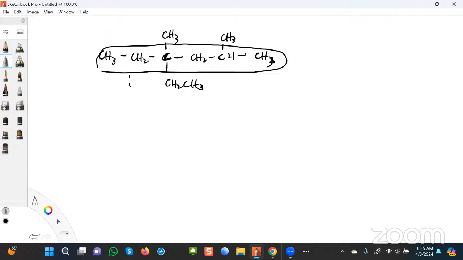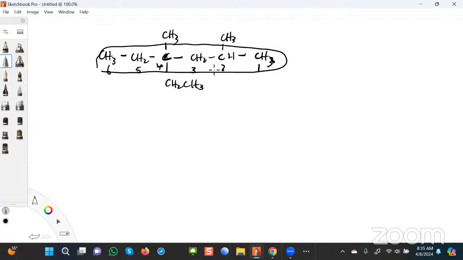Okay, now, my next question for you guys is, since we have identified the longest chain, from which end would you start numbering? From the left or the right? The right, why? Yep, okay, so basically, you're going to start numbering from here. 1, 2, 3, 4, 5, 6.